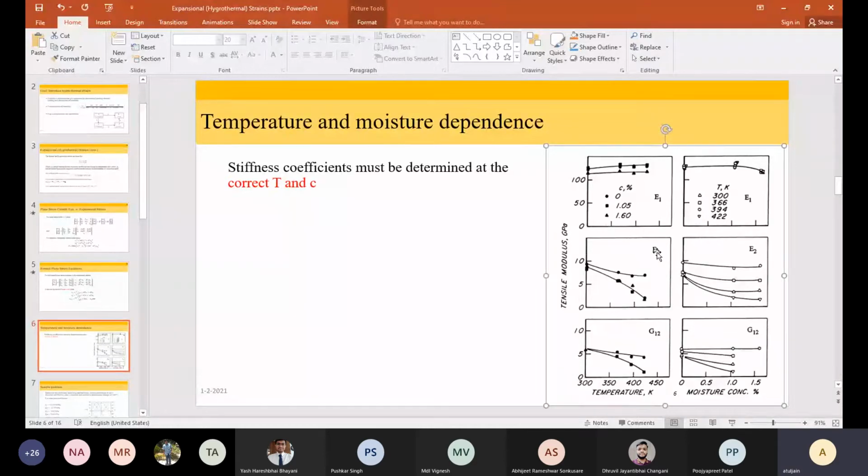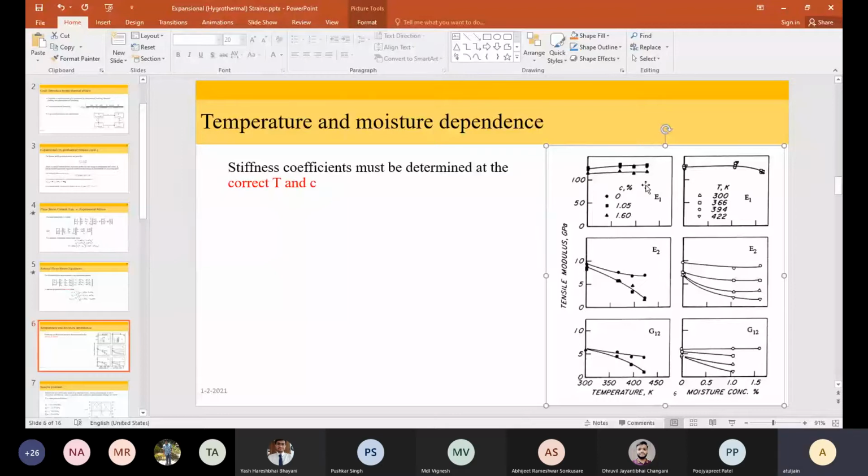Can everybody see slide 6? Yes, sir. So usually you will get a chart like this, where on the x-axis is temperature, y-axis is, let's say, tensile modulus. For different amounts of C, how does the modulus change? So if my moisture content is 0%, my modulus is high. As the moisture content increases, the Young's modulus E1 decreases. It also depends on temperature. There is a very slight dependence.